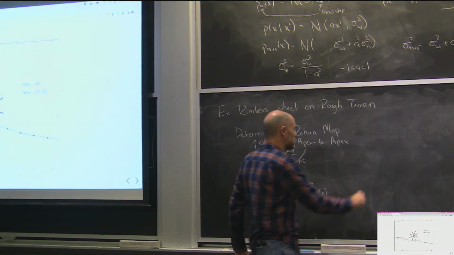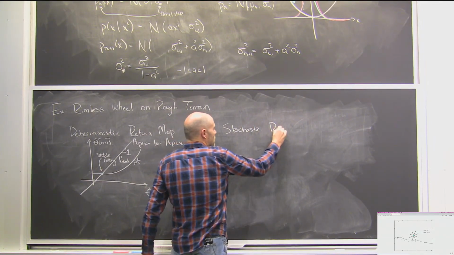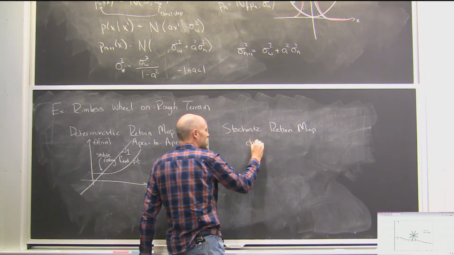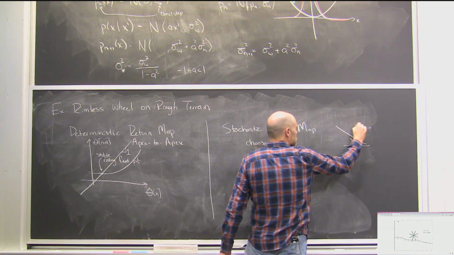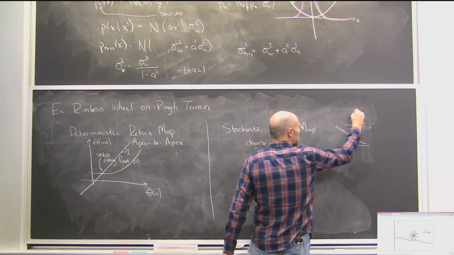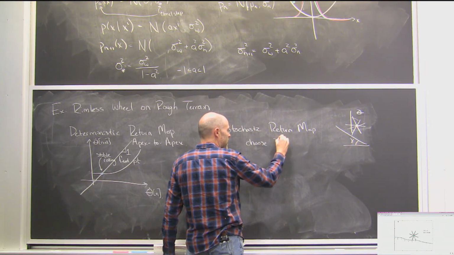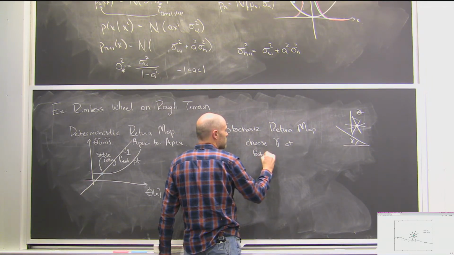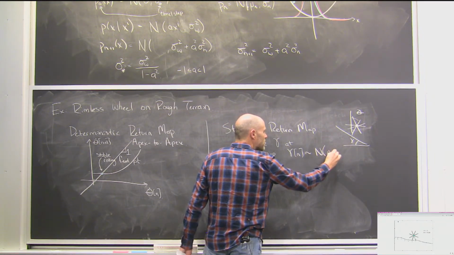Okay, so the stochastic version: I'm going to choose the ramp angle. This angle here was theta, this angle here is gamma. Choose gamma at each footstep such that it's drawn from some random distribution.